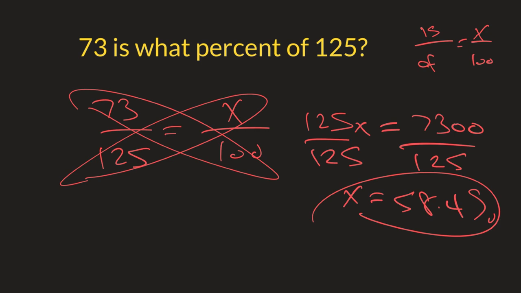Look for the percentage first, okay? If they gave you the percent, put that number over the 100. If they didn't, put the x over the 100. So that's 58.4.